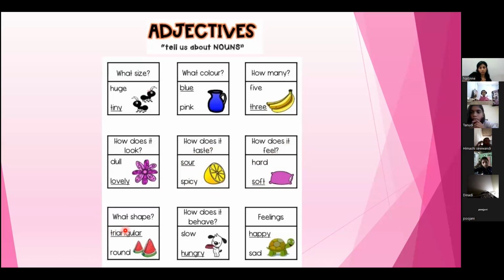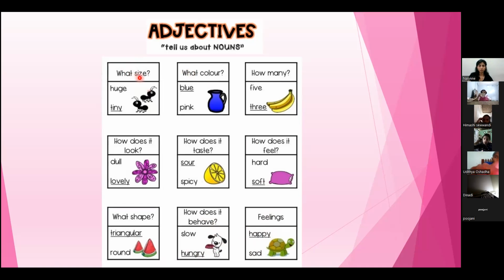The shape of it, what shape is this? So the moment you say triangular, then I know if I'm cutting a watermelon and you say, Miss Sarah, can you cut a triangular watermelon? So I can cut it according to the shape that you want. How does it behave, right? Ants are slow. Ants are fast. Dogs are hungry. So the way it behaves also is part of adjective. Feelings, happy, sad, excited, angry, all these help us to describe a noun better.